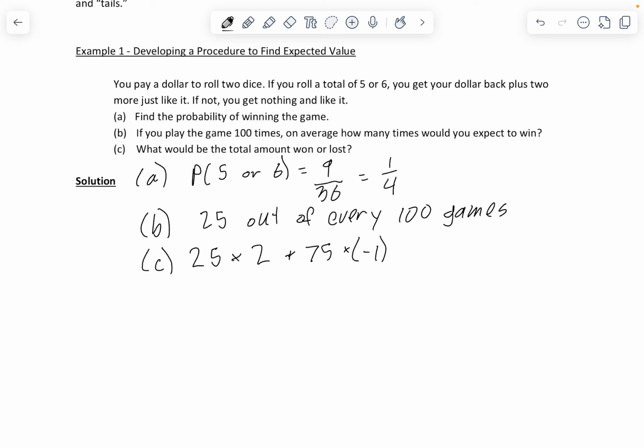So this works out to be $50 minus $75, which equals negative $25. Okay. So if you play the game 100 times, you'd expect to lose, on average, $25. Okay? So this is what we would call the expected value of playing the game 100 times. You would expect to lose $25 on average. Okay?